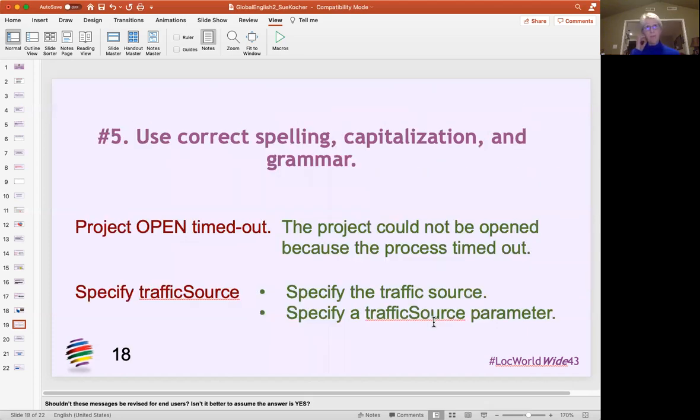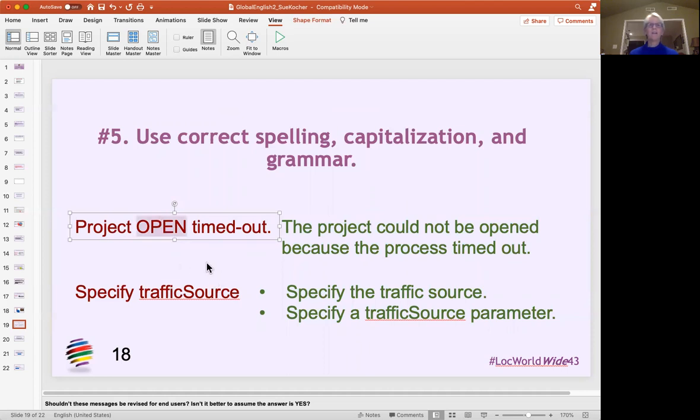The last big bucket is correct spelling, capitalization, and grammar. It seems obvious, but as we all know, in devspeak, there's a lot of shortcuts and sort of interesting internal ways of expressing concepts and error messages that simply don't work for anybody who's not an insider. And sometimes it doesn't even work for the insiders. Sometimes developers tell me they don't know what they meant when they wrote a string that they wrote a year ago. They have to look it up in the code to figure out what it means. So in this case, they're using open, which is a syntax element.